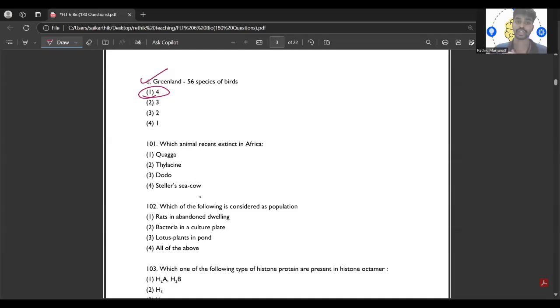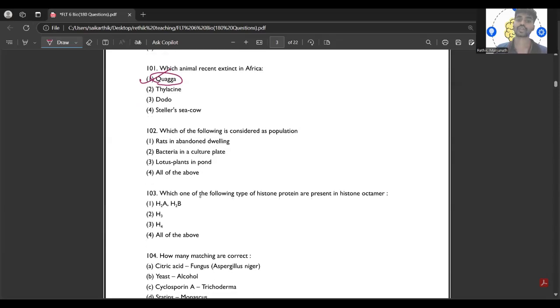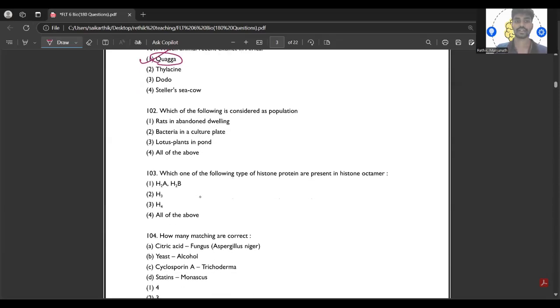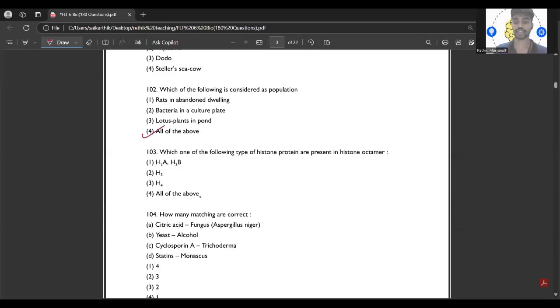Next one, 101 question is about which animal recently went extinct in Africa. So can you remember which animal got extinct? Quagga, right? So that was the animal which got extinct, very easy. So 102 question is which of the following is considered as population? So all the above are actually considered as what? Population.